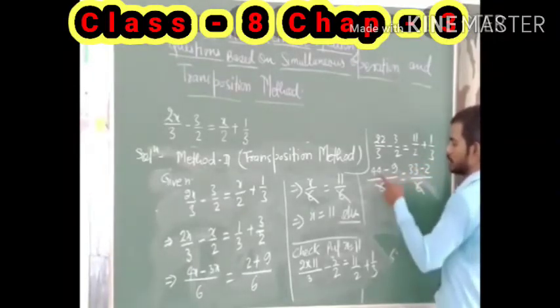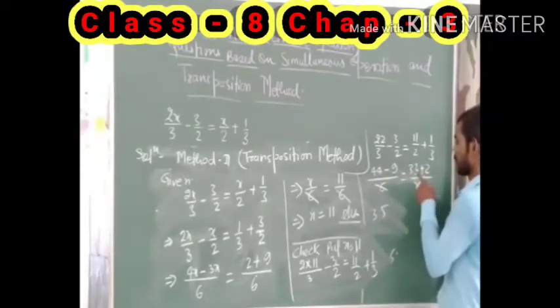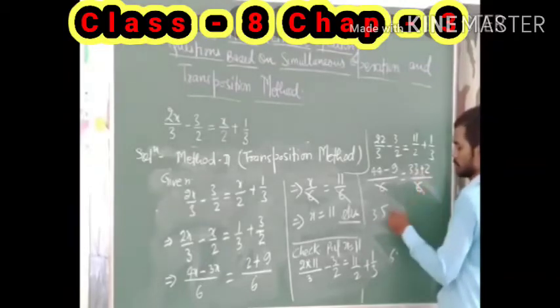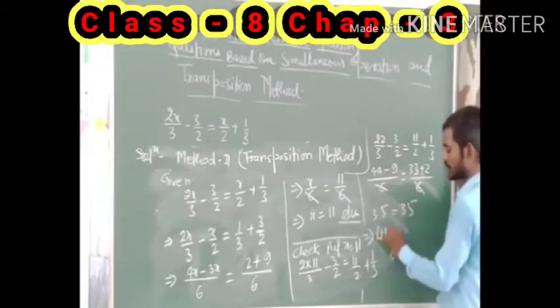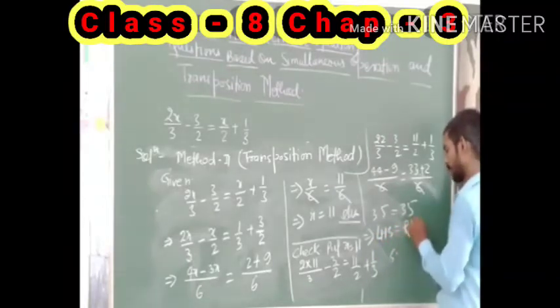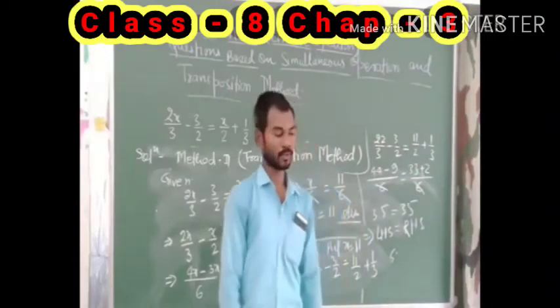6 and 6 cancel out. 44 minus 9, what? 35. And 33 plus 2 is equal to 35. This shows left hand side is equal to right hand side. That makes our solution true.